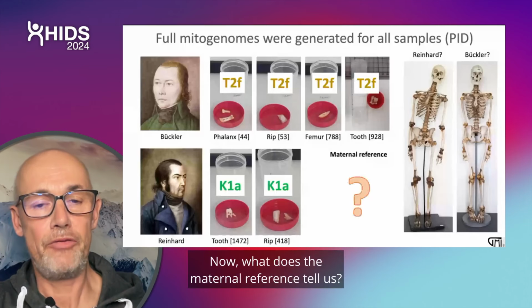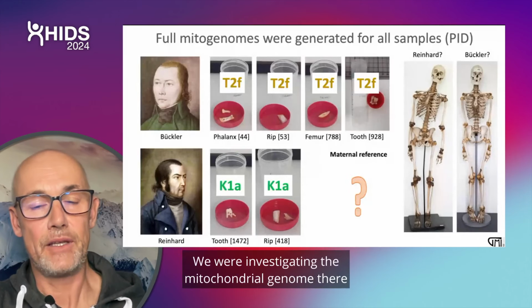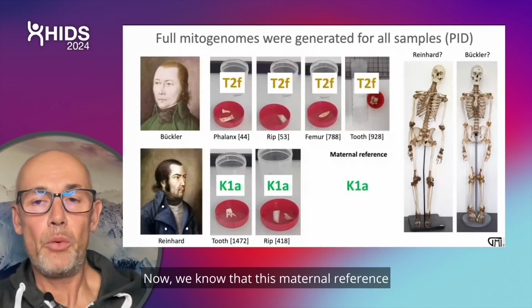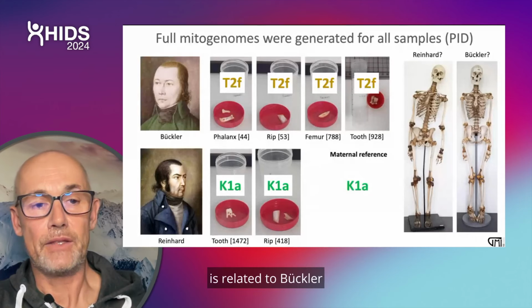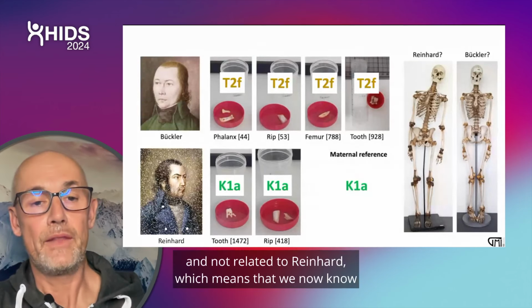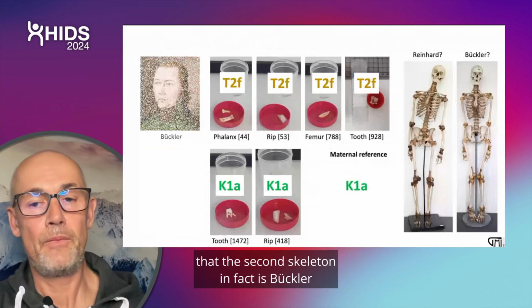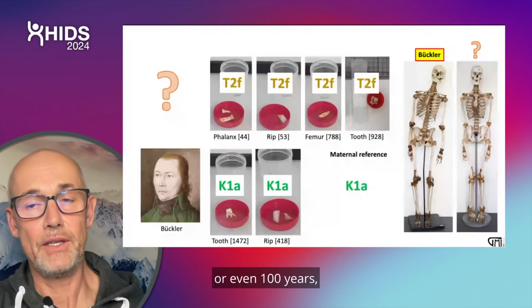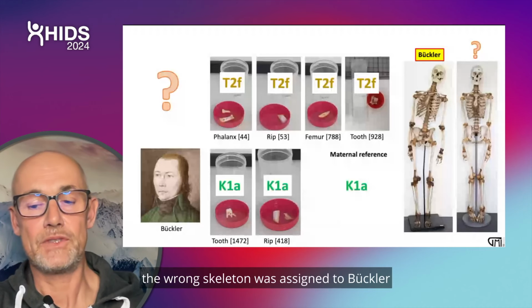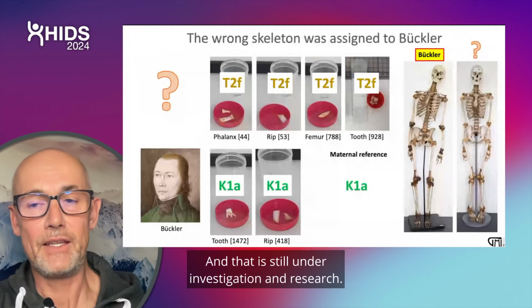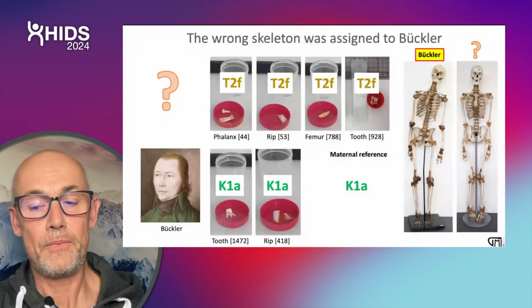Now, what does the maternal reference tell us? We were investigating the mitochondrial genome there, and we found K1A again. Now, we know that this maternal reference is related to Buechler and not related to Reinhardt, which means that we now know that the second skeleton, in fact, is Buechler and not the first skeleton. And this is why we know that for the last couple of decades or even 100 years, the wrong skeleton was assigned to Buechler, and we don't know yet who the second skeleton belongs to. And that is still under investigation and research.